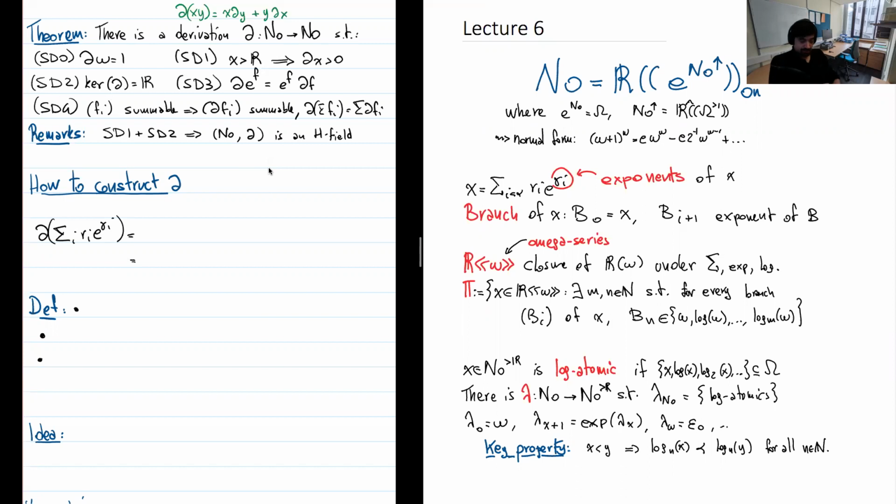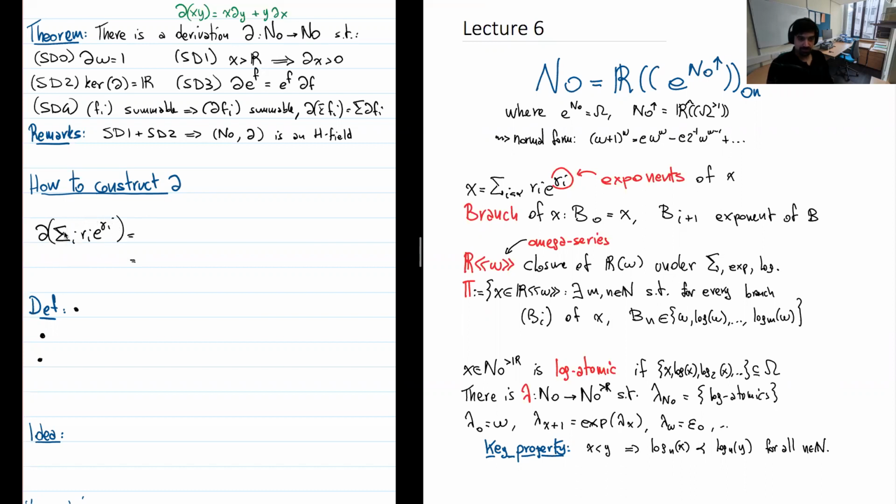Okay, now the challenge is how to find this function. And maybe there are going to be many. Can we find a natural one, one with nice properties? And the challenge for me is to do most of it in just this one lecture. Okay, so we start with a surreal number, right?